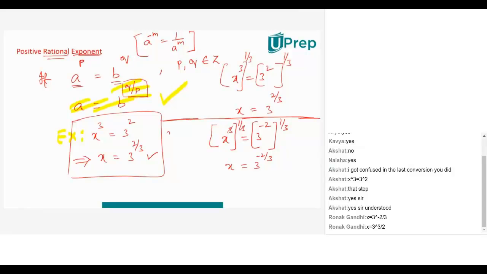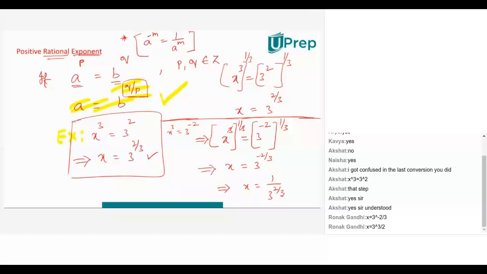So where did we start? The question was if x cube is equal to 3 to the power of minus 2. That will lead me to saying that x is equal to 3 to the power of minus 2 by 3. But I can also write this as x is equal to 1 by 3 to the power of 2 by 3. Is that okay with everyone? Yes, sir. Minus in the numerator, if it goes down, it will be positive, right? That comes from this particular logic: a to the power of minus m is equal to 1 by a to the power of m.